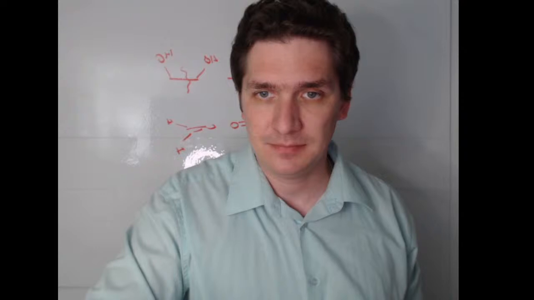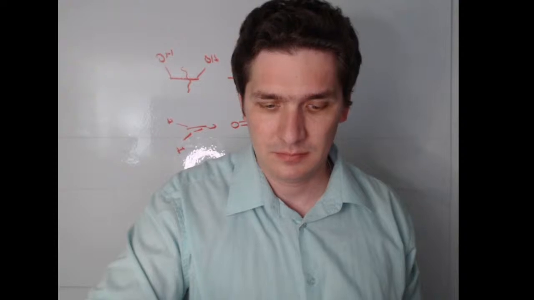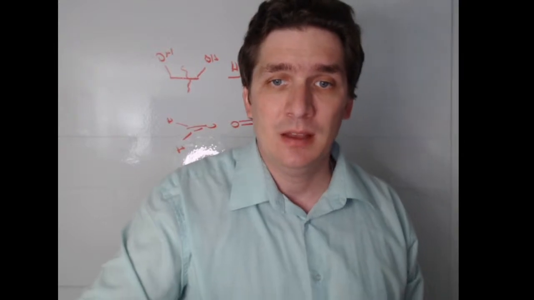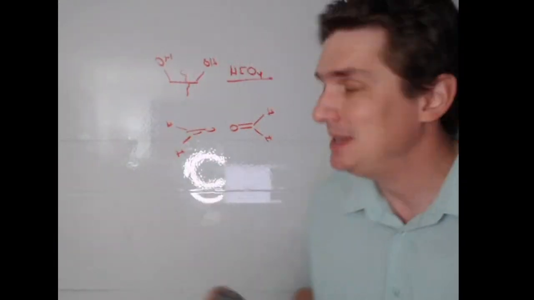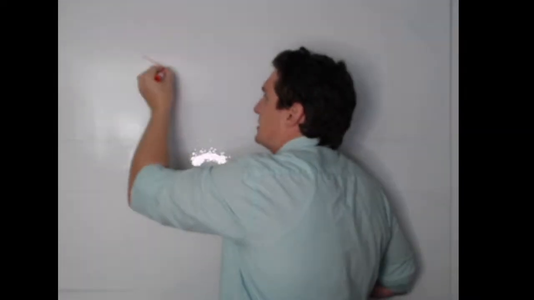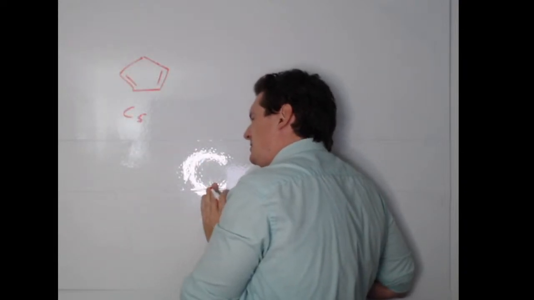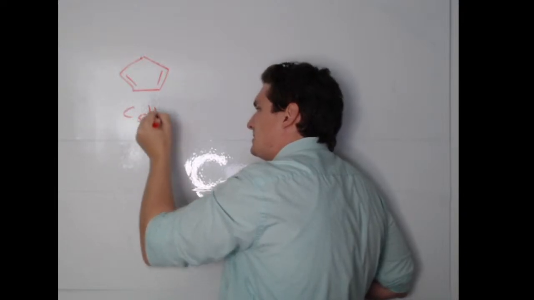53. Complete the following equation by drawing the structural formulas for compounds A through C. So a big thing here is keeping an eye on chemical formulas. So our starting compound here, cyclopentadiene, C5, it would be 12, 8, 6.